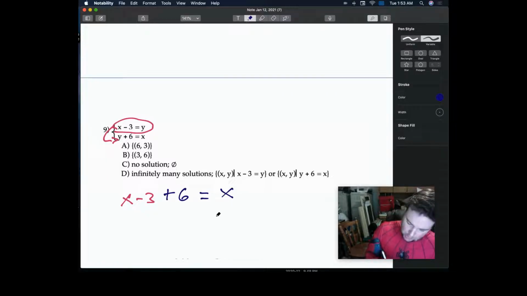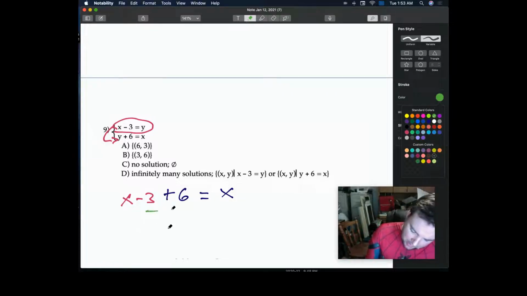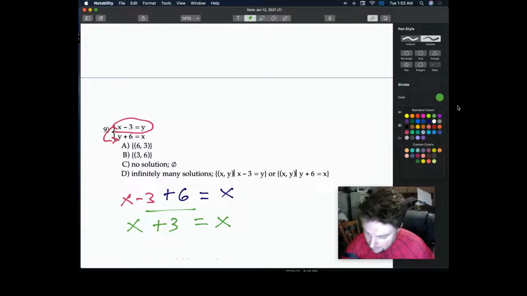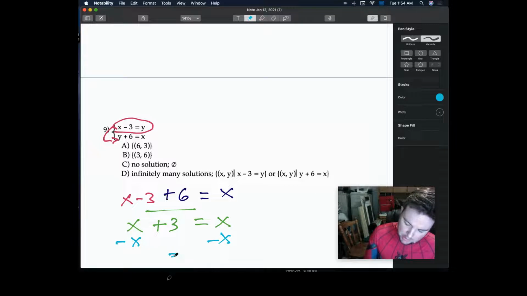Something very interesting is going to happen here. When I'm solving this, we're going to get a very special case. So -3 plus 6 is +3, so I'm left with x plus 3 equals x. It may already be apparent that something very fishy is going on, and these two things can't be equal. But let's say it's not that apparent still. If I subtract x from both sides to combine like terms, I end up getting 3 equals 0.